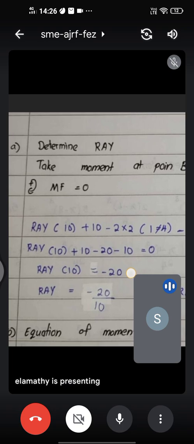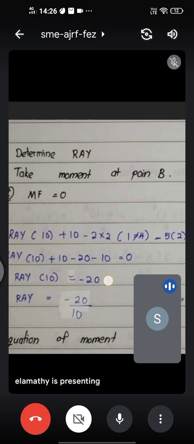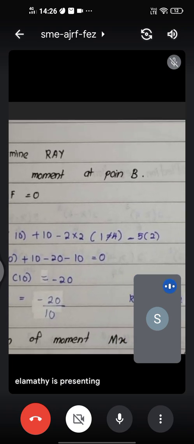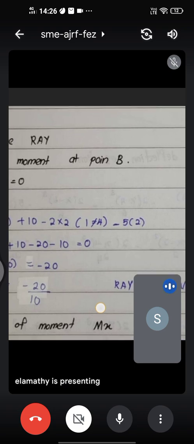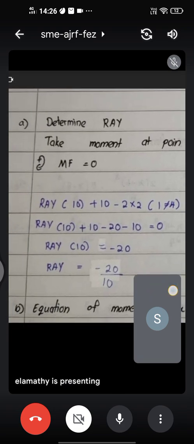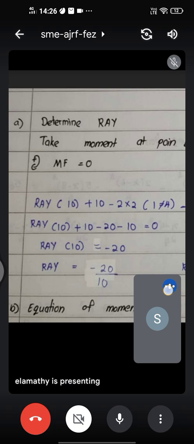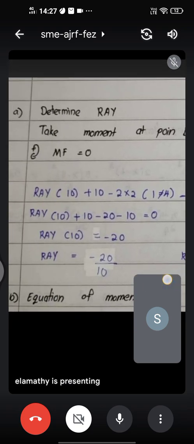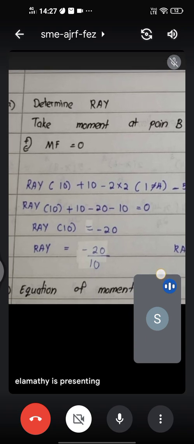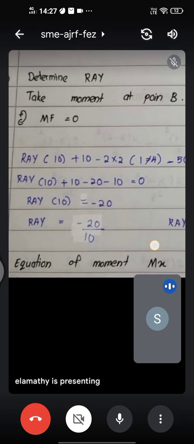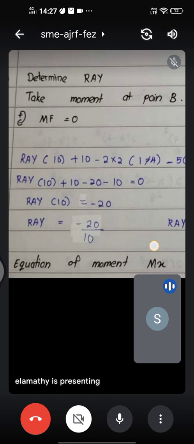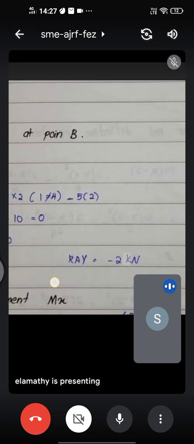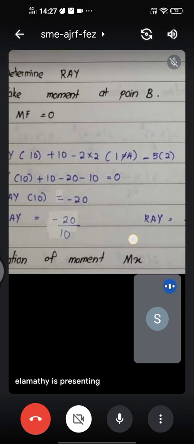RAY open bracket 10 close bracket plus 10 minus 2 times 2 open bracket 1 over 4 close bracket, and you have to minus 5 open bracket 2. RAY 10 plus 10 minus 20 minus 10 equals 0. RAY 10 equals negative 20, and the final step will be RAY equals negative 20 over 10, and the final answer is negative 2 kN.